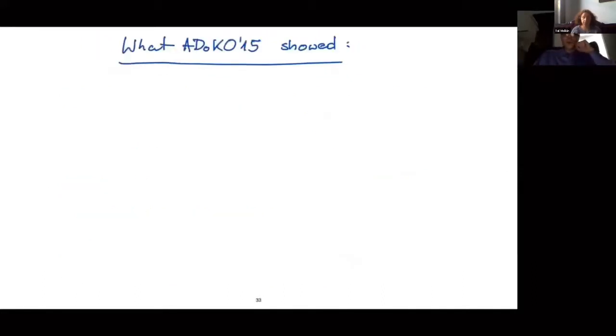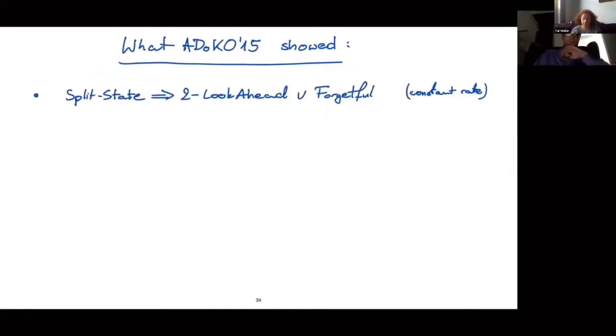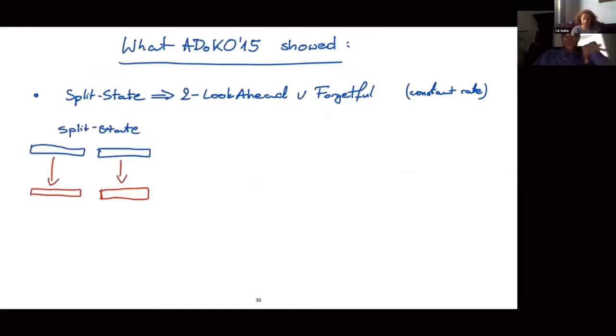Okay, so what did we show in ADKO 15? We showed two things. First of all, we showed the reduction from split state to look-ahead and forgetful tampering. What's split state? That I already explained. So we've got two states, each of them is tampered separately. Then what's look-ahead? We've got two states, each of them tampered separately, but moreover, each state has multiple memory parts, and each part is tampered in a look-ahead fashion.